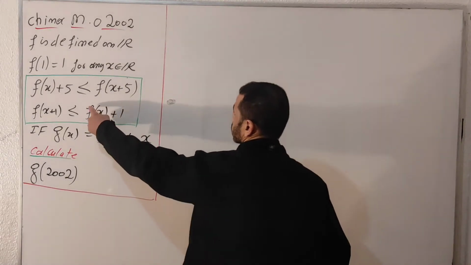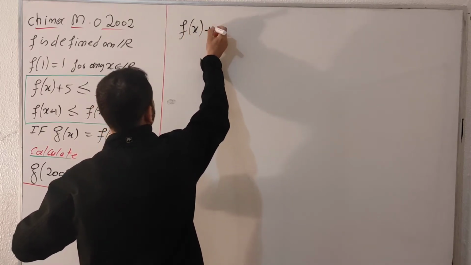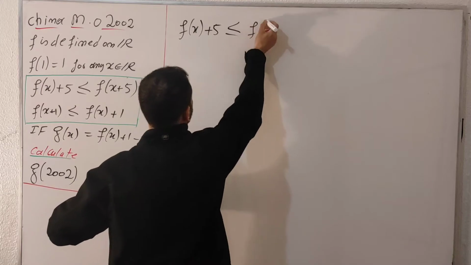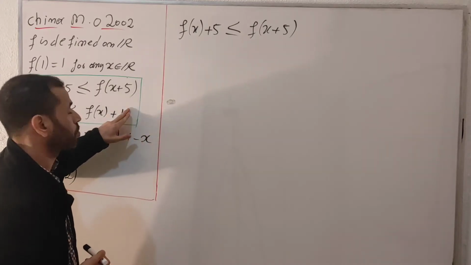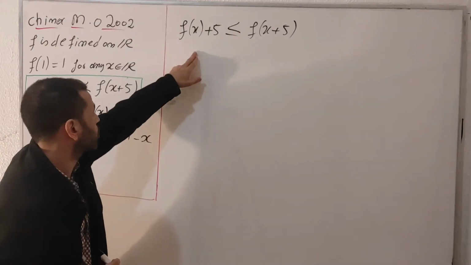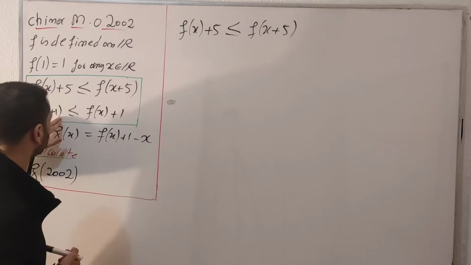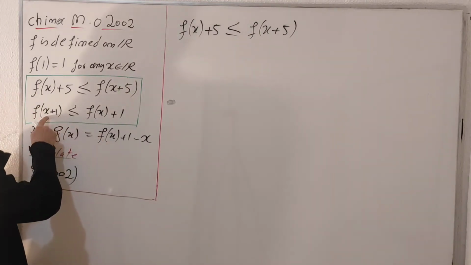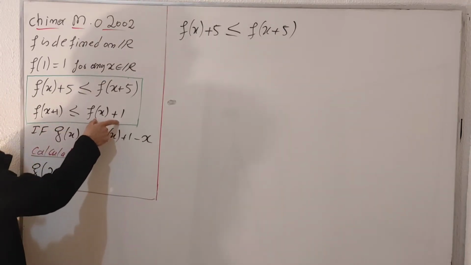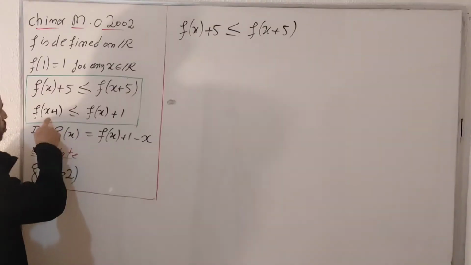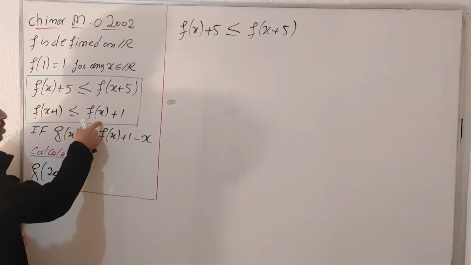So we have these two statements: f(x + 5) is greater than or equal to f(x) + 5, and the second one. In order to solve this, I'm going to work on both inequalities, starting with the second one. In the second one, f(x + 1) is less than or equal to f(x) + 1. The x and the 1 are separated from each other on the right-hand side, so f(x) is taken out separately plus 1.